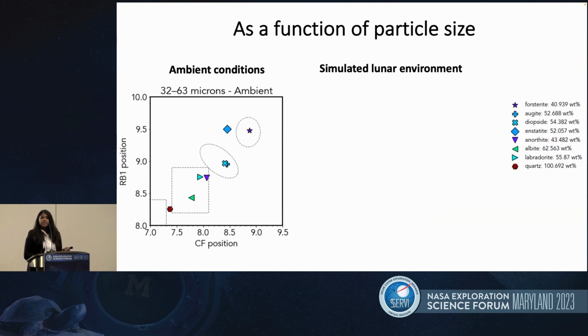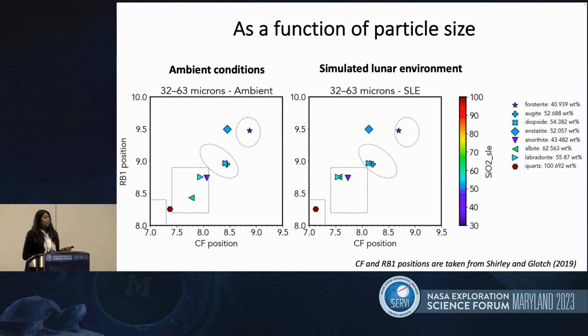To do that, we took the data points from Shirley and Bloch 2019 and tried to plot them on this new approach. Here we have two conditions, one in ambient conditions and the other in a simulated lunar environment. In ambient conditions, we see that with increasing particle size, only for the data points with lower SiO2 weight percentage, there's a slight shift in the CF position, but the RB1 does not really affect much.